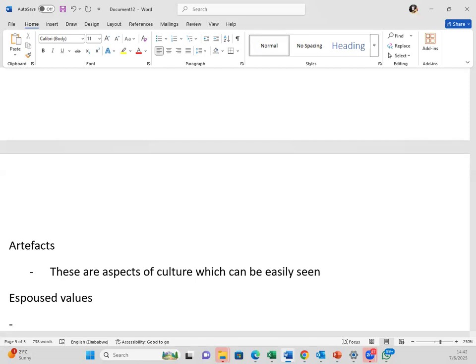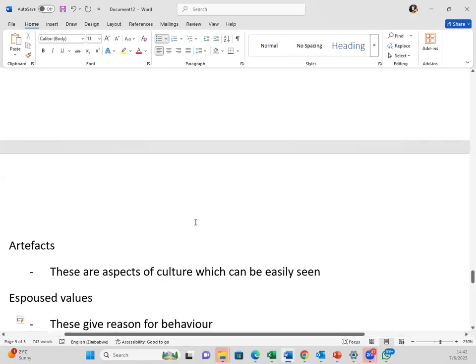Then there is a reason behind their behavior. These are espoused values. What is it that they value? It can give rise to how they behave. So espoused values give reason for behavior. What you value determines how you behave.